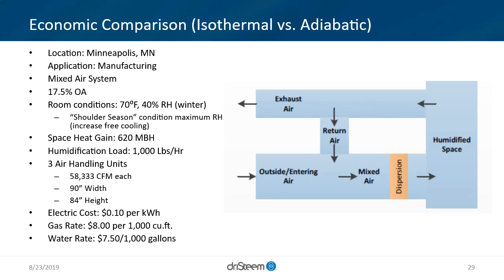So this system is a mixed air system with a lower outside air percentage of 17.5%. From a room condition perspective, trying to maintain 70 Fahrenheit and 40% RH for winter conditions. And as we use it for free cooling on the shoulder season, so the spring and fall, driving that to 52%. The heat gain from the space, 620 mega BTUs per hour, and humidification load of 1,000 pounds an hour.